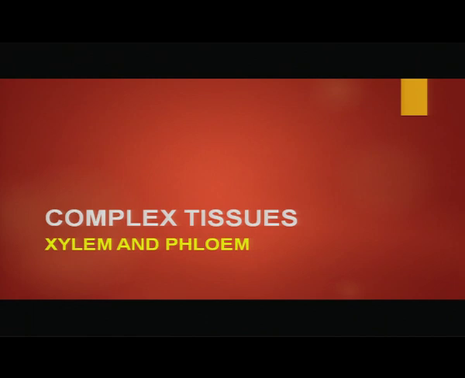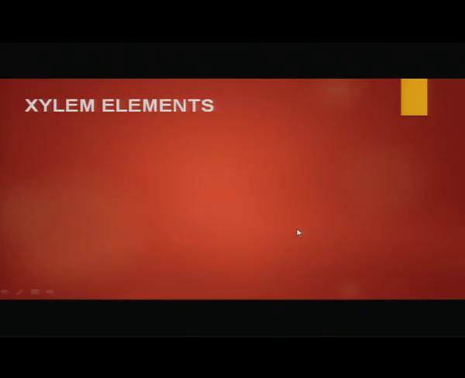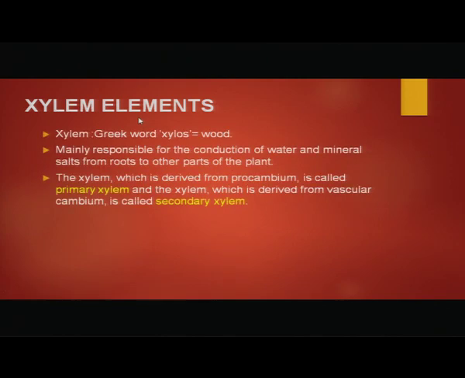Moving on to the complex permanent tissues. Complex permanent tissues, I shall recall, are those which have more than one type of cells, and here we will study xylem and phloem. As I just said, complex tissues have more than one type of cells, and the cells in xylem are known as xylem elements. The word xylem has been derived from a Greek word xylos, which stands for wood.